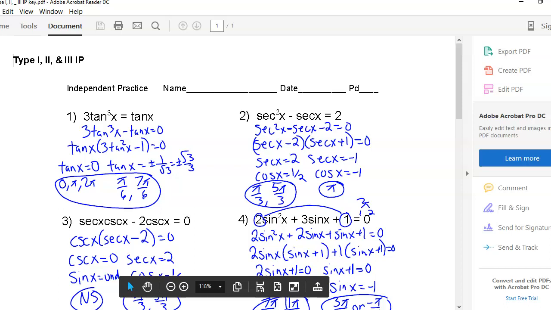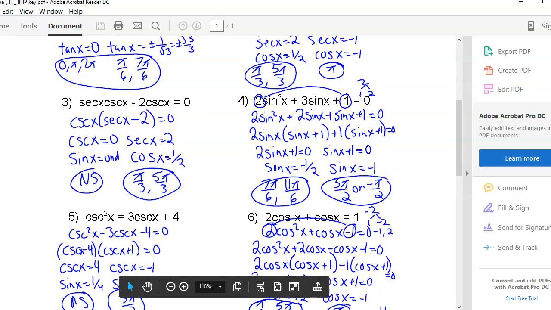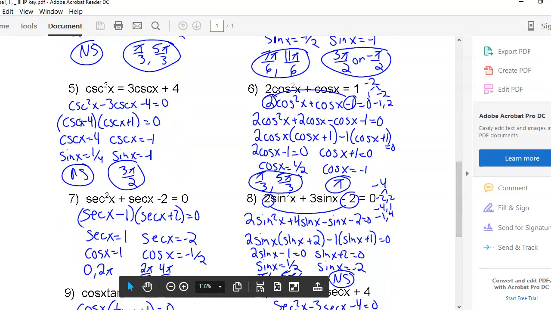Because I didn't put restrictions on these and I included 2 pi, number 1 had 5 answers, 2 had 3 answers, 3 really just had 2 answers. NS is no solution, so does not exist, no solution, same thing. 4 really only had 3. I just wrote one of them 2 different ways. Five had 1 answer. This one was no solution.